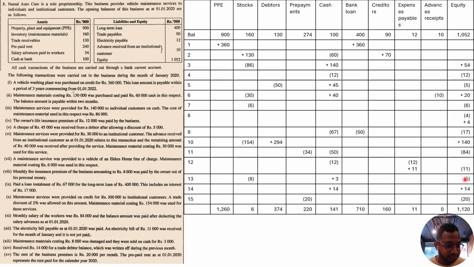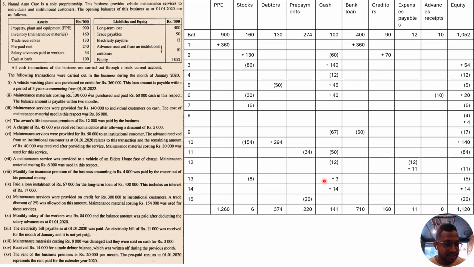14th one, received 14,000 from trade debtor balance, which was written off during the previous month. So here what you have to do, the bad debts expense you should return. So which means you should reverse that. So it should increase to the equity and cash increase as well.